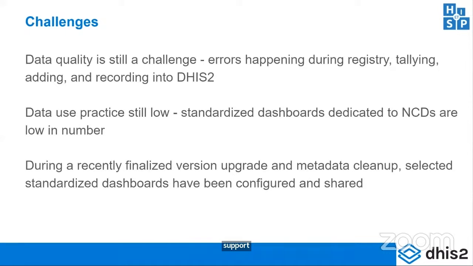The other big problem is that data use practice is low. Maybe this is one of the reasons the data quality is low as well. When they start using the data, they can identify that it has some issues and they can rectify the problem, start improving the quality, and start using the data.